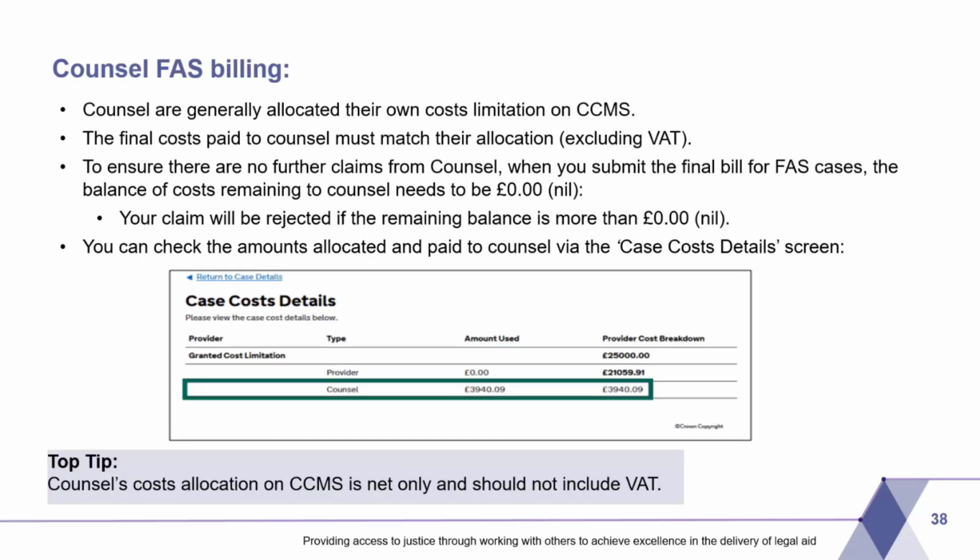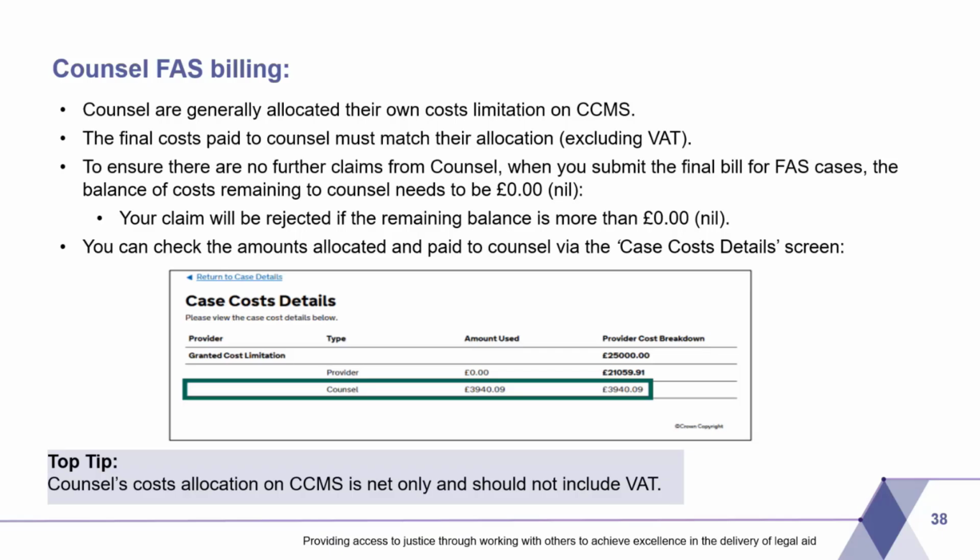Thank you. Okay, so moving on to slide 38 in your packs, this is the last section. We just thought it'd be useful to go over some points regarding council FAS billing. So council are generally allocated their own cost limitation on CCMS. The final cost paid to council must match their allocation, and the cost should be the net cost, so not including VAT. And that's purely because VAT isn't included in the cost limit on a certificate. But if you did include it, it'll get factored into the cost limit.